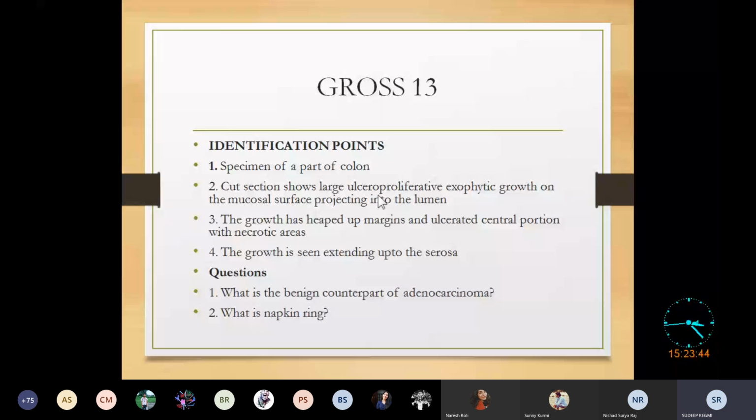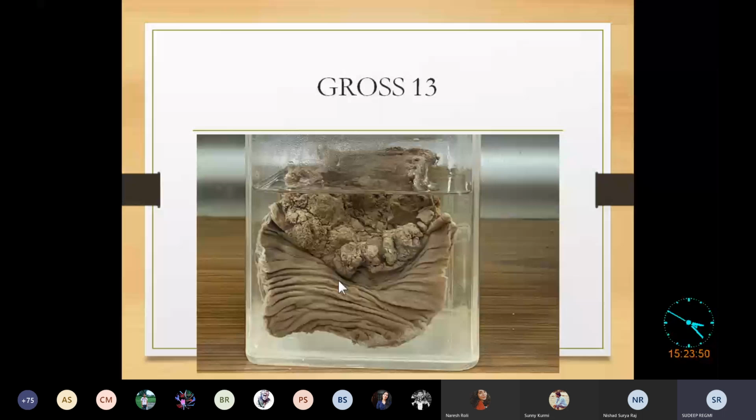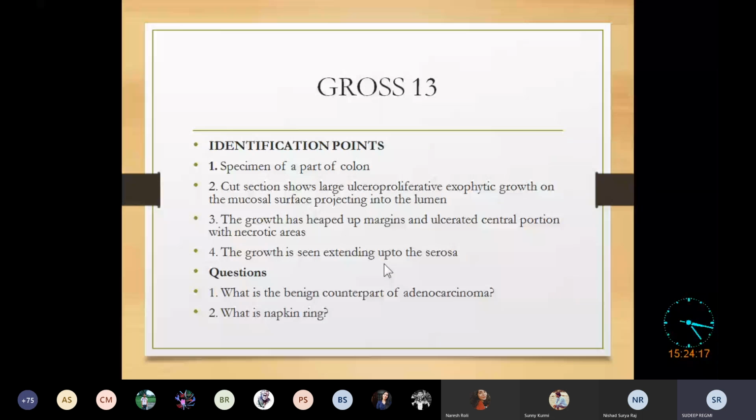So here you can see an irregular ulceroproliferative growth with heaped up margin. Here you can see a depressed area, which is the necrotic area, but towards the margin it has a heaped up, or thickened area, and this looks very friable, with an irregular mass. So this is a carcinoma of the colon.